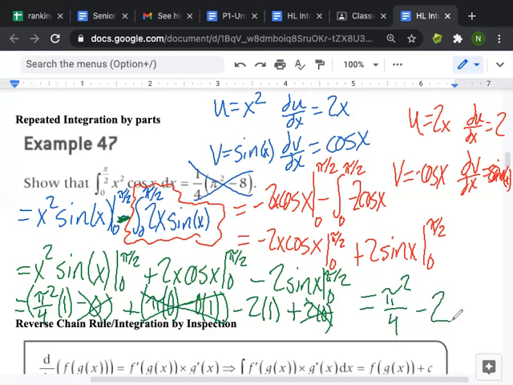So that is not what they got in their answer. And that's because they forgot to distribute their negative right here, but I did. Okay, lastly, we have reverse chain rule, which can also be called integration by inspection.